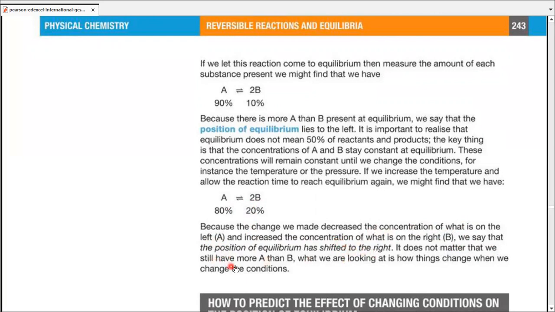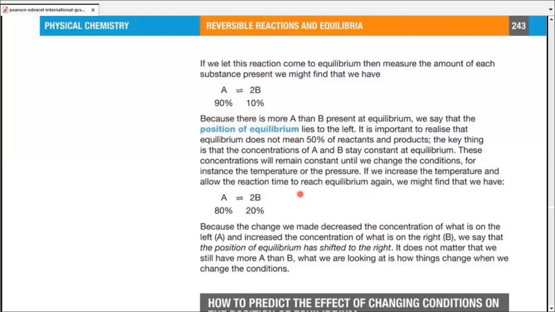It does not matter, we still have more A than B. We're looking at how things change when we change the conditions. This is a very important part, and I hope you understand it. If you don't, let's do it in some other way. Do you understand this? Yes. Good, good. So don't always try coming up with the judgment of which of these has a higher concentration. It's not about that. It's about the fact that when we change the conditions, what is the change after the changing of conditions?